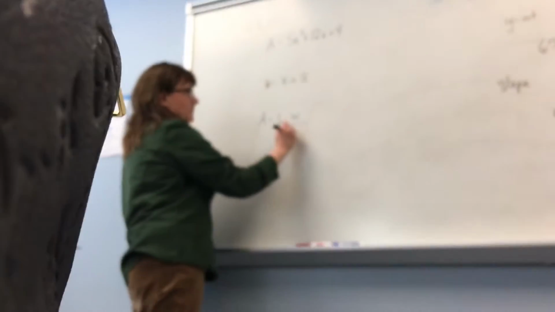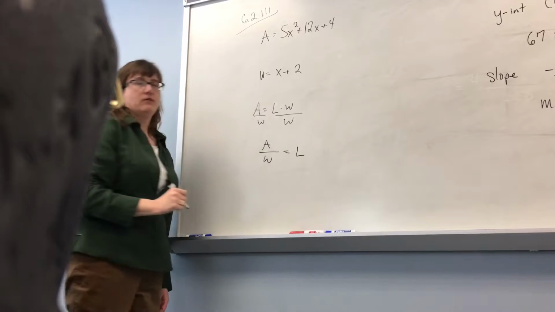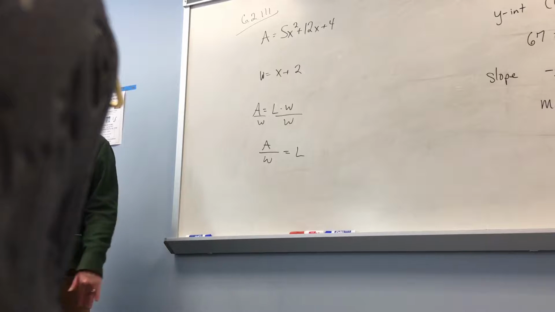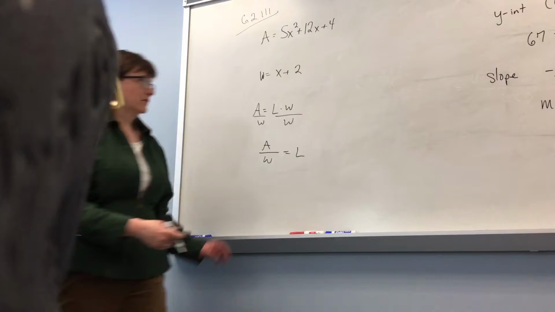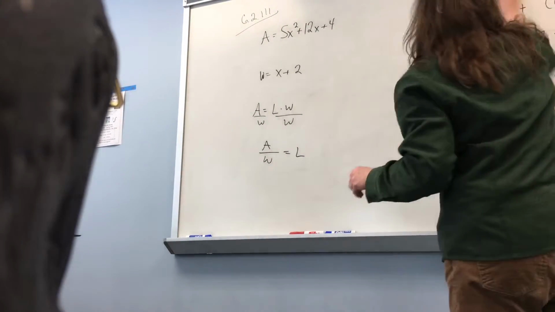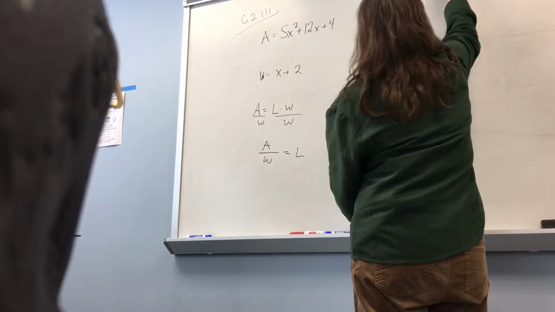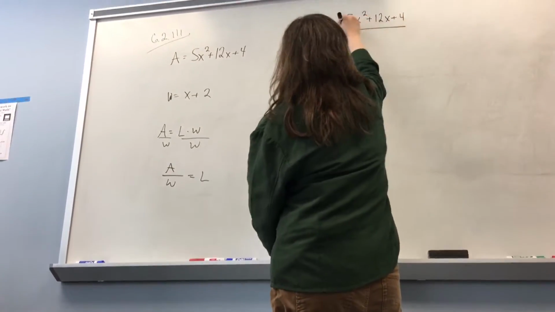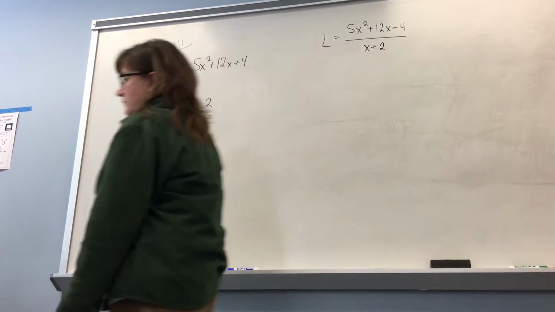Take this equation and divide both sides by W, I get A over W equals L. So if I know the area and I know the width, I can just divide the area by the width to get the length. So the length is going to be the area, 5x squared plus 12x plus 4, divided by the width, which is x plus 2.